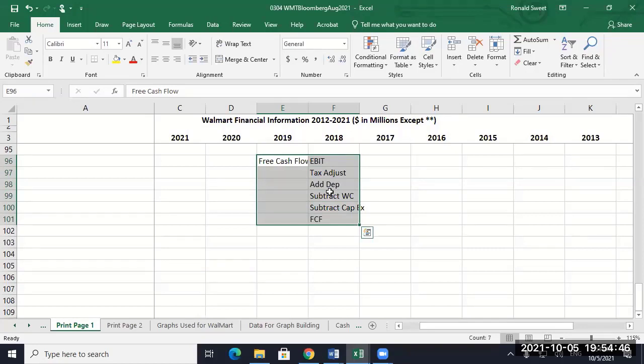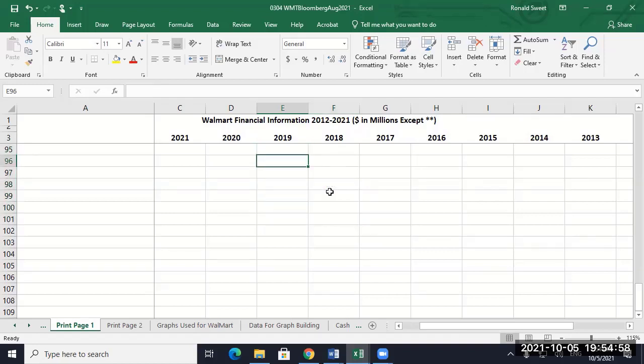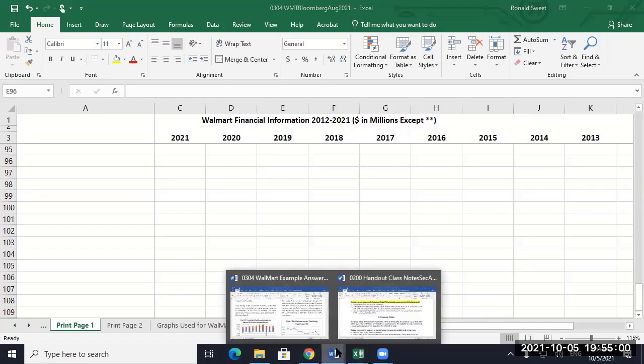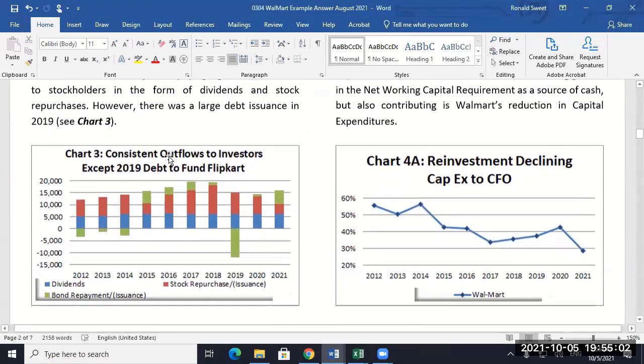Are any of y'all taking accounting right now this semester? So ask that question. You're probably taking like auditing or something. But if you're taking financial statement accounting, why don't the accountants give us free cash flow? I've never quite understood that. So I'm just going to ignore the whole thing.